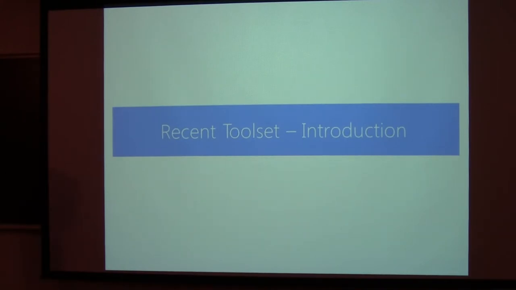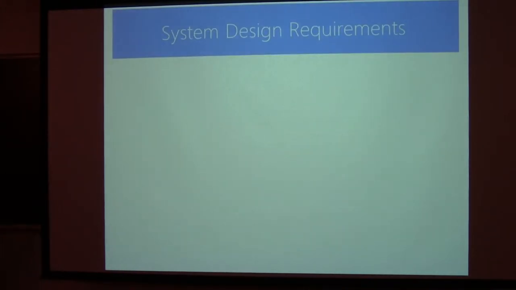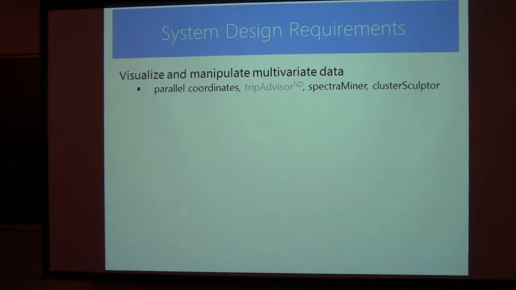We did some more stuff. Actually, we published an interesting paper recently on this, and I'll show you what it means. What we did was we introduced parallel coordinates to them. We haven't introduced the TripAdvisor ND framework yet, which will be an addition to the tools that we have. Then we let them see the correlation map.